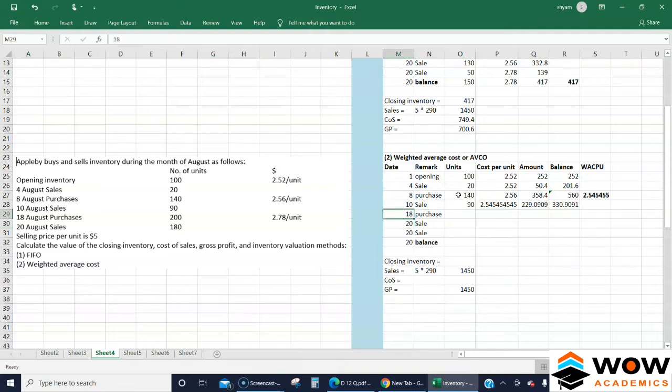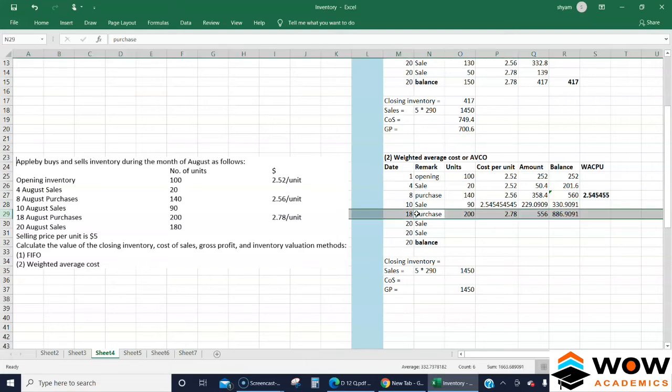So on 18th we have another purchase. The purchase is 200 units, price is 2.78, and its amount is going to be this number. So the total value would be this value plus this value, right? I think if we do the balance, we'll get the answer. Let's do it with the balance.